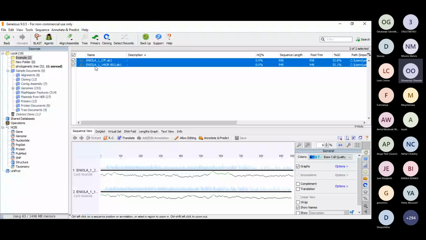Now, the next thing you have to do is double click the sample. Remember I told you these two files belong to a sample.